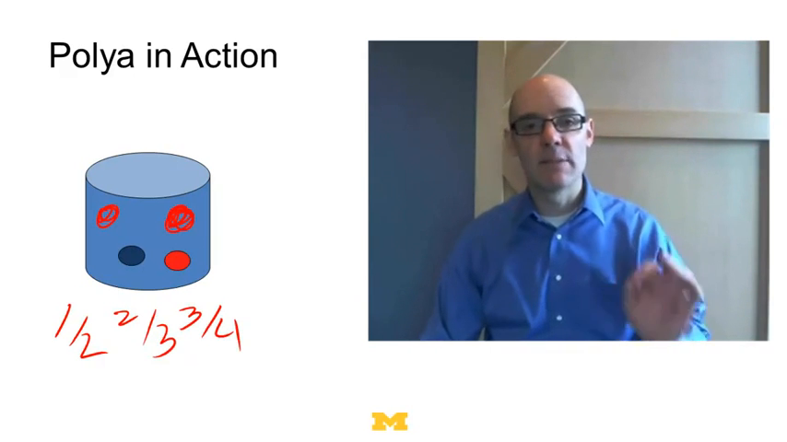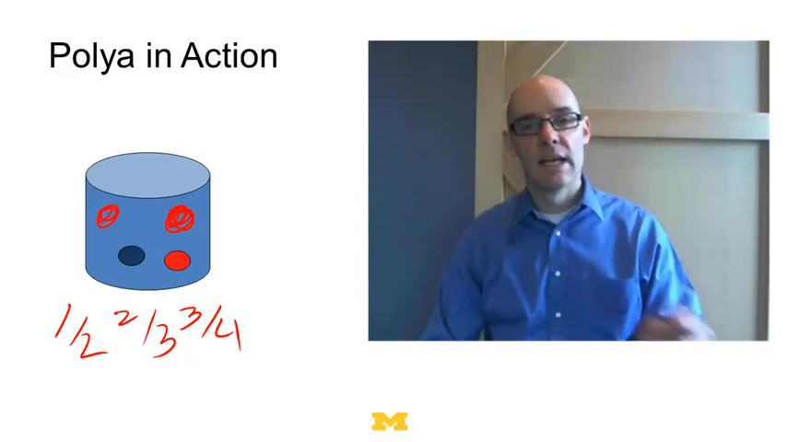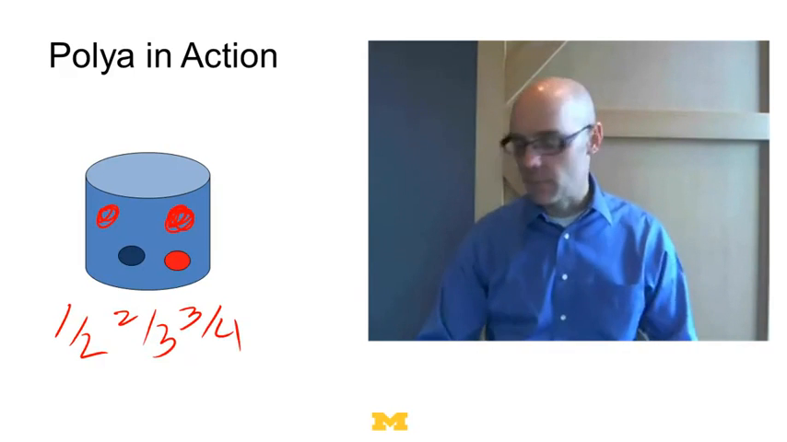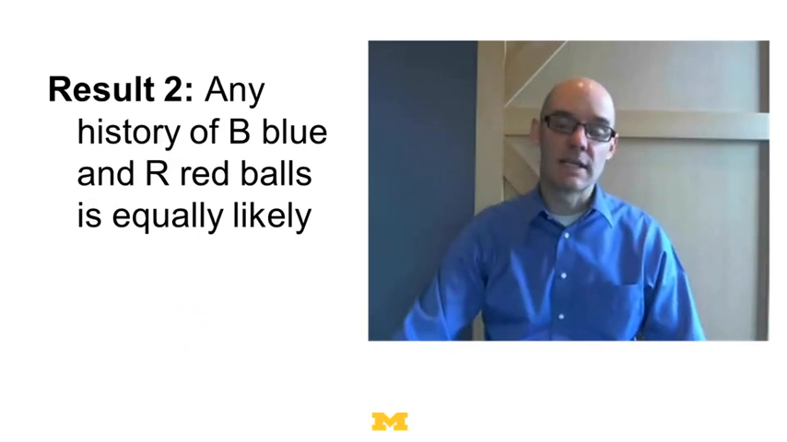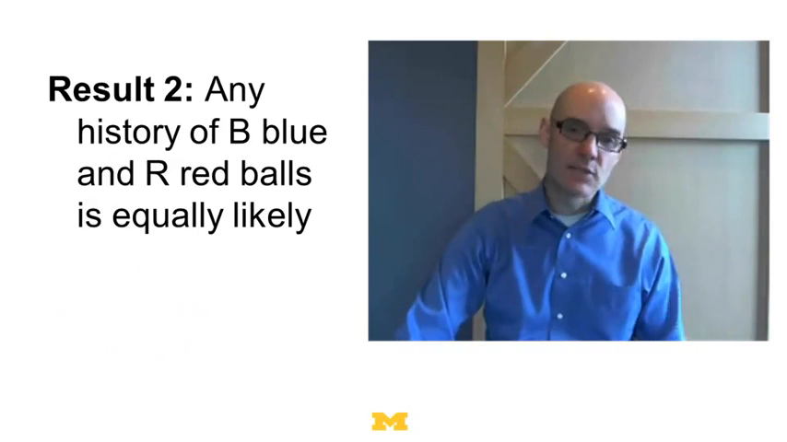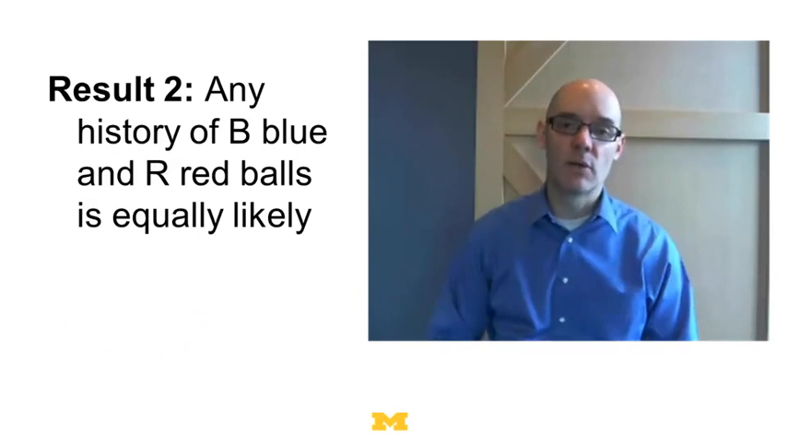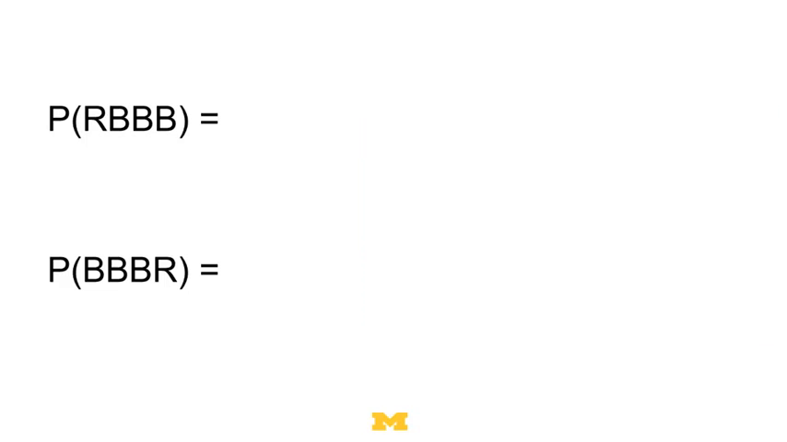I'm going to do these claims in opposite order, and the reason why is I'm going to use the second claim to prove the first. So what was the second claim? The second claim was that any history of B blue balls and R red balls was equally likely. Let's see why that's true. It's actually really pretty easy. Let's take this sequence: one red followed by 3 blues, versus one blue followed by 3 reds.